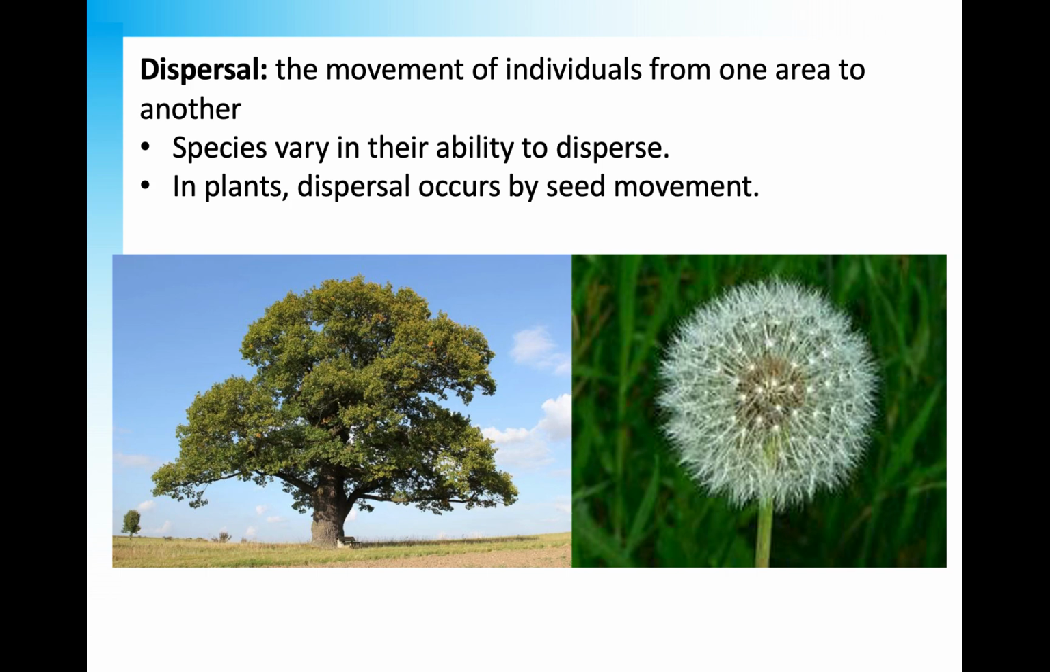And so trees with large, heavy seeds may depend on a mammal or some other organism to eat and disperse those seeds. A smaller plant like this dandelion may use the wind to spread seeds or gametes. So plants have different strategies for dispersal.